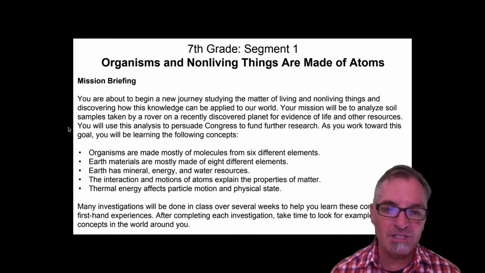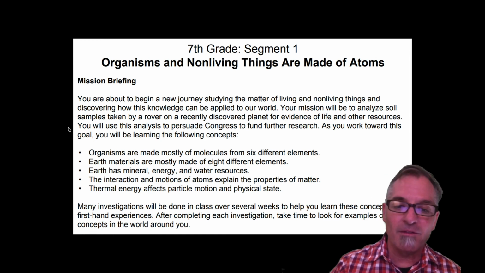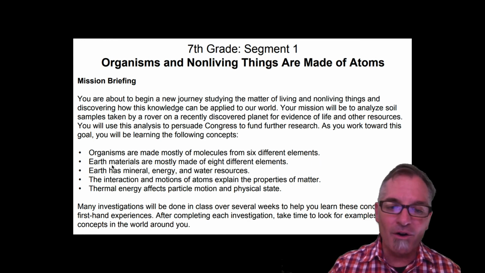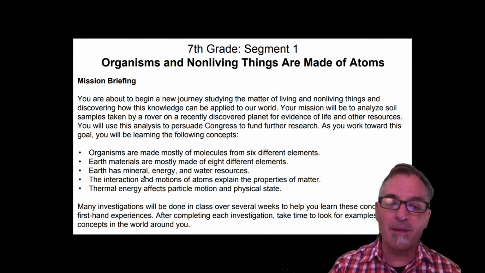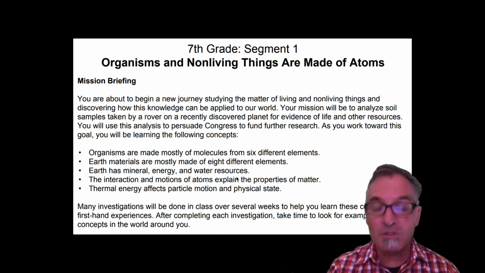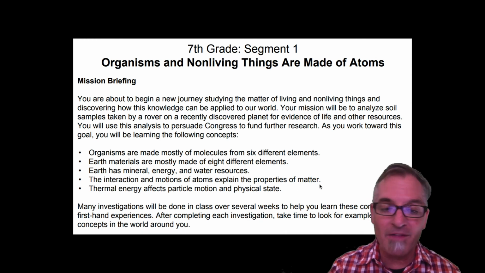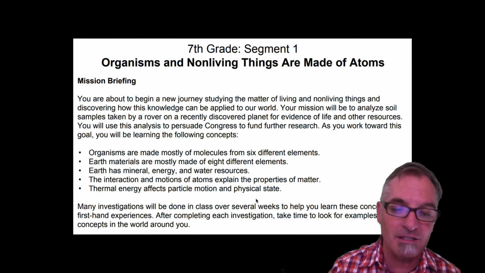As you work towards this goal, you'll be learning the following concepts. Living things are mainly made of six different elements. Earth's minerals are mostly made of eight different elements. Earth has minerals, energy, and water resources. The interaction and motion of atoms explain the properties of matter. And then lastly, thermal energy affects particle motion and physical state.